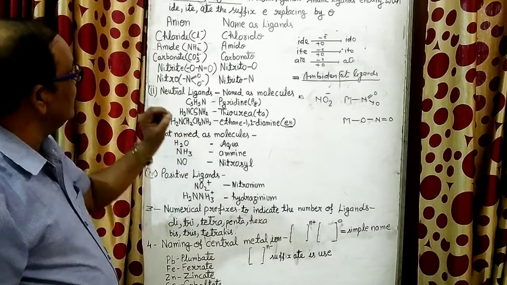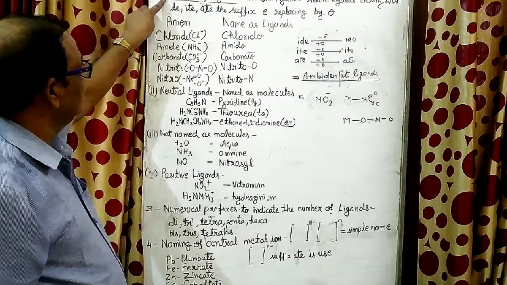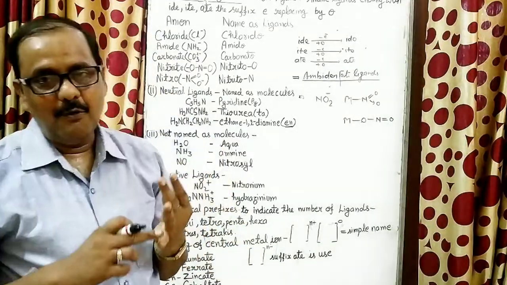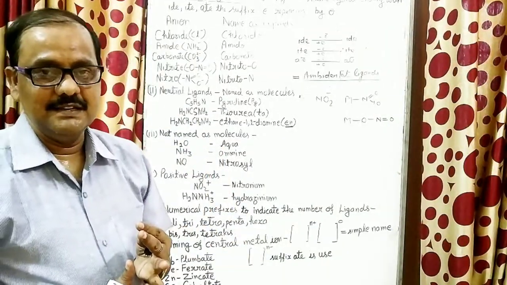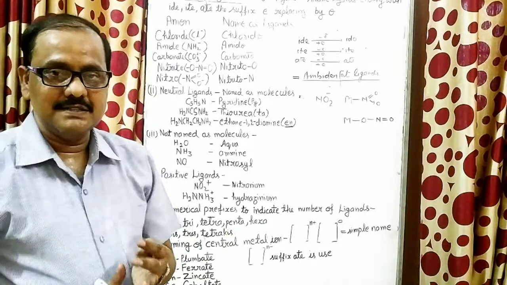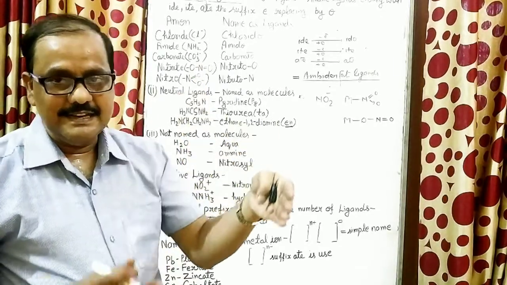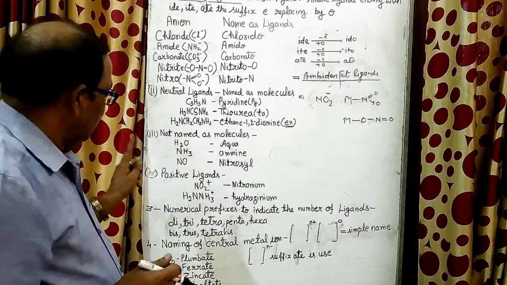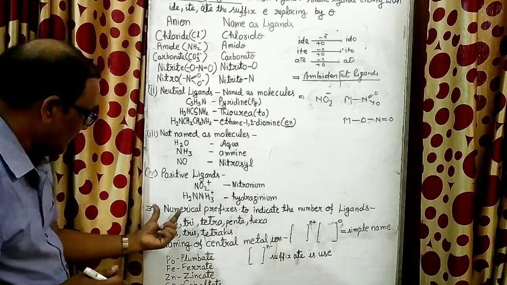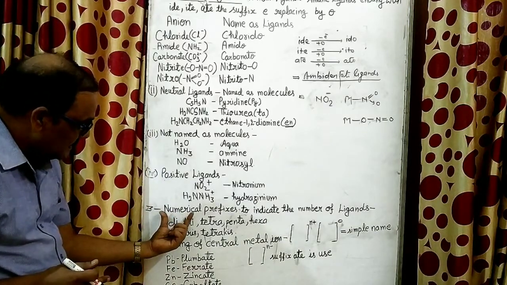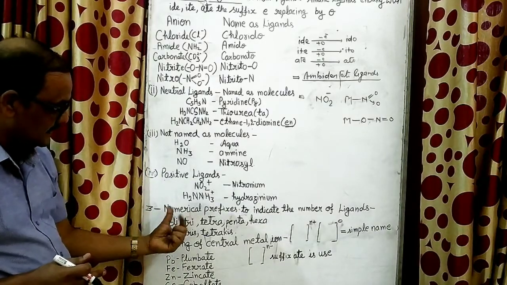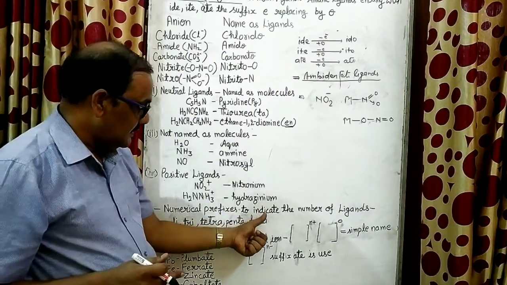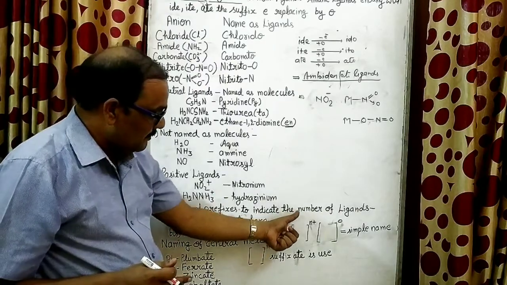Okay, so especially during the naming of the ligands, first of all, if more than one type of ligand is present, then you must arrange these ligands in alphabetical order. And after that, you must indicate the number of the ligands, that is, the numerical prefixes indicate the number of the ligands.